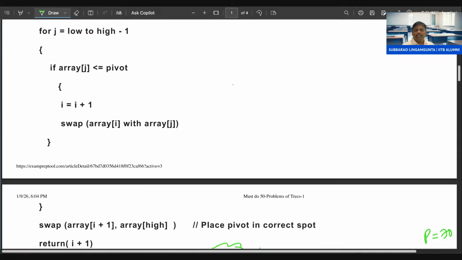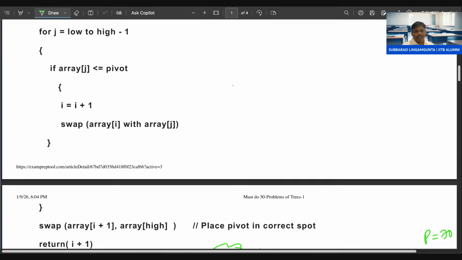So 10. Is 10 less than or equal to the pivot? Verify. Yes, it means a smaller or equal element has come. What this algorithm will do is, smaller means I will come into the picture: I is equal to I plus 1, then swap A of I with A of J. When a smaller or equal element comes, I will increment and you have to swap.